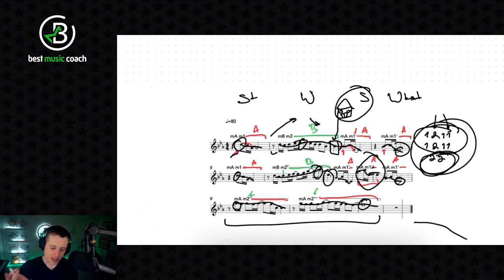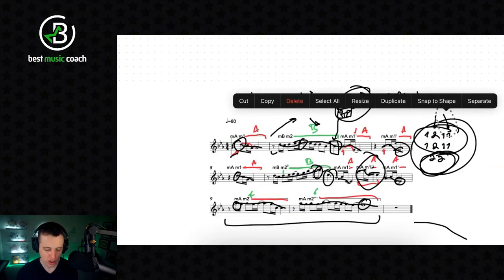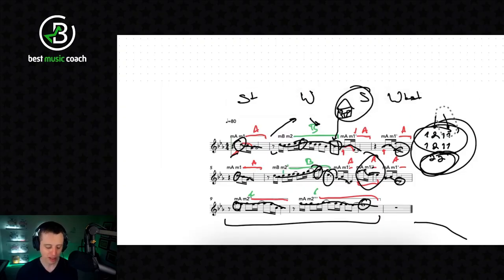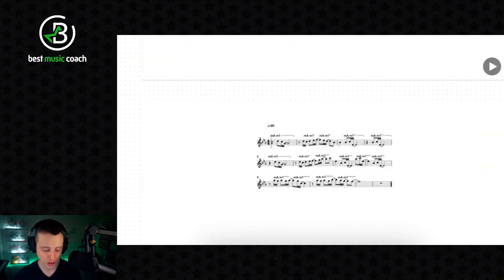You could literally just take idea A, copy and paste a different idea A, take a different idea B, and copy this exact structure without copying the melody. That's the whole point of what we're doing here, is we're getting into the structure, the framework of how these melodies are constructed.